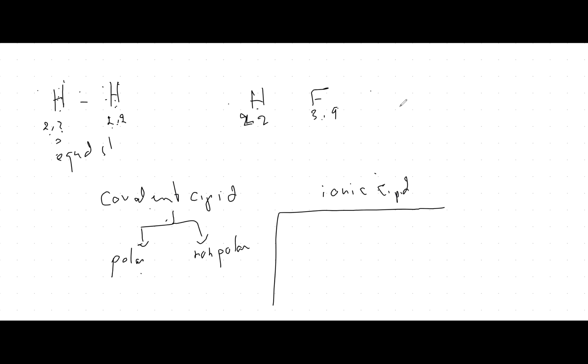Okay, if they have equal sharing, what about the difference in electronegativity? How much is the difference? Who can tell me the difference in electronegativity here? If this is 2.2, and the second hydrogen is 2.2, how much is the difference in electronegativity? How much is it? Zero. Yes, 2.2 minus 2.2 equals 0.